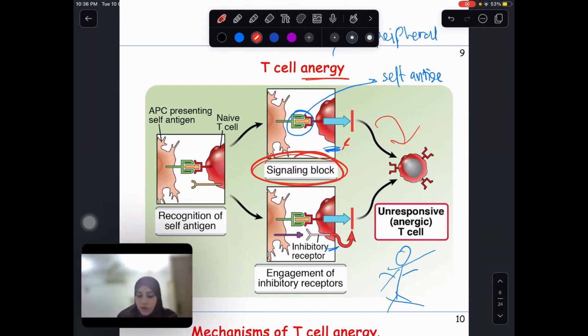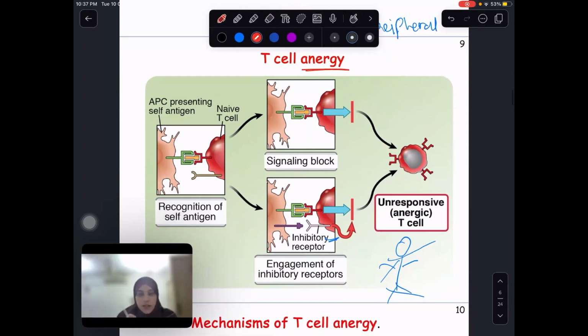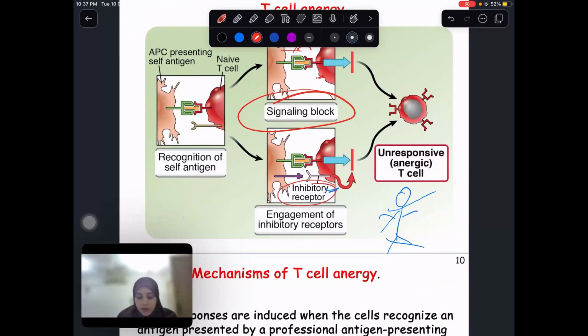Okay, so now you tell me, how did you know this is a self-antigen? Because there is no B7. B7 receptor is not found. And as we know, B7 receptors are only found when there is going to be a pathogen, not when there's going to be a self-antigen. If a self-antigen is presented, no B7 is there. So here, because there is no B7, the T cell will notice and is going to be what? Unresponsive. There's a signal block. The second way is by using inhibitory receptors.